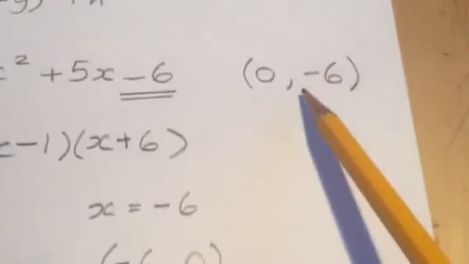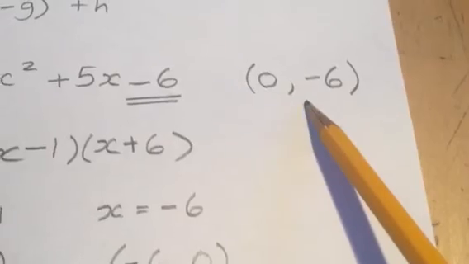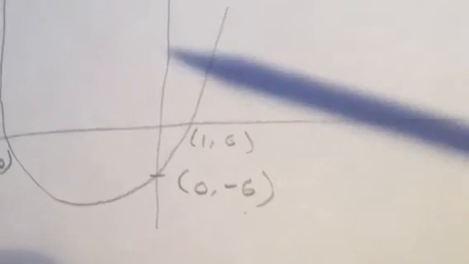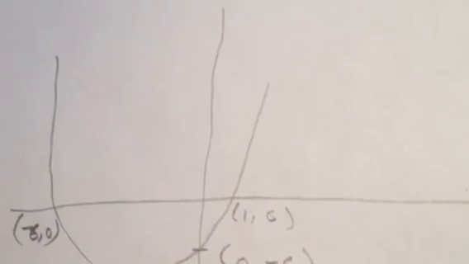And then we can finally put on the point that we had here, which is where it cuts the y-axis, which is (0, minus 6). So we label this point here as (0, minus 6). You will be expected to be able to show any points on a quadratic graph where it cuts the axes. So this is key learning that you need to know.